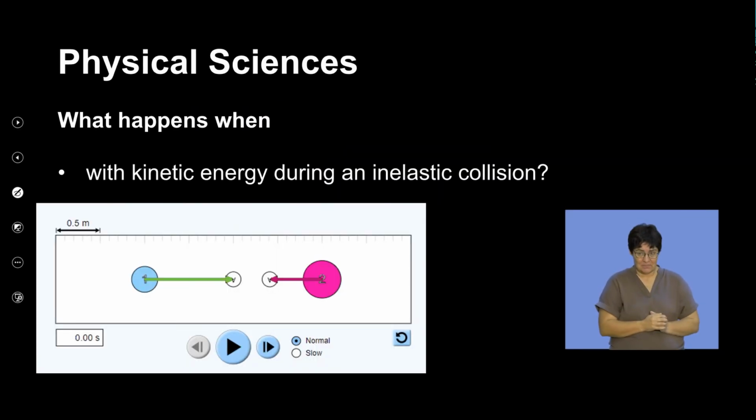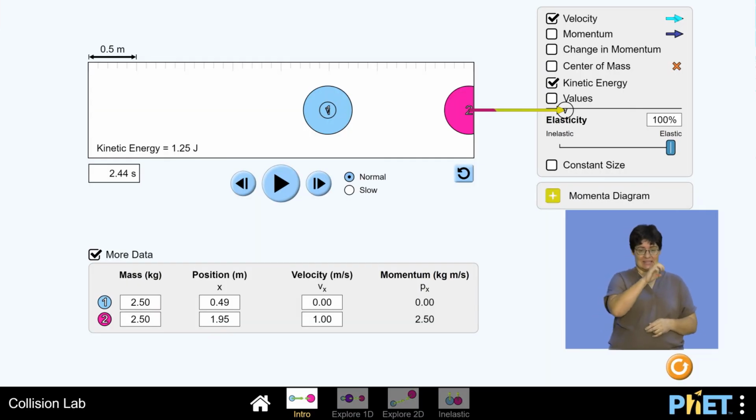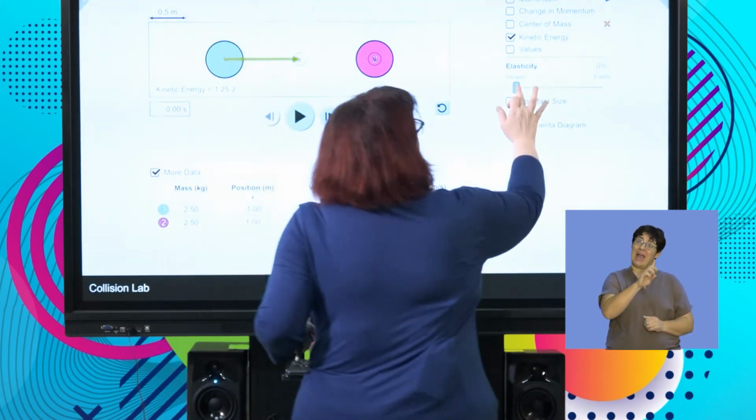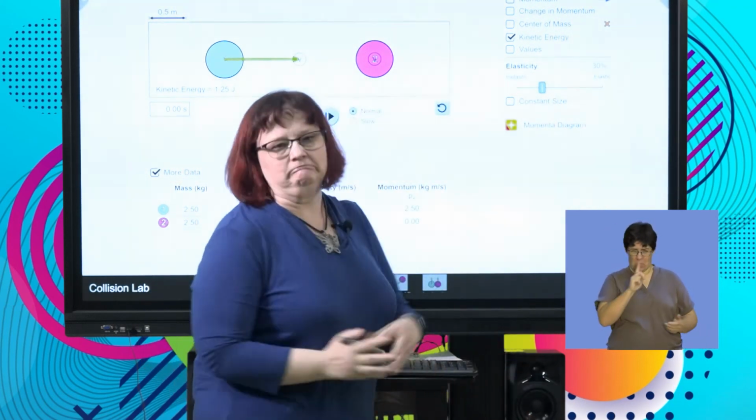Now, let's look at an inelastic collision. So now we're going to go back here. Let's reset this. We're back at what we had here. Now I'm going to change whether it's elastic or inelastic. If you look at my little scale over here, I can go to 100% inelastic. No collision is 100% inelastic, so I'm going to make it a percentage. It doesn't actually matter.